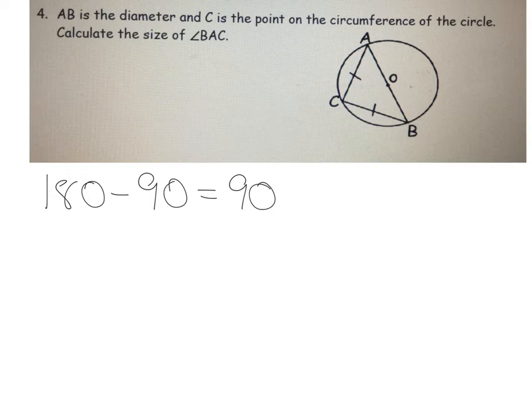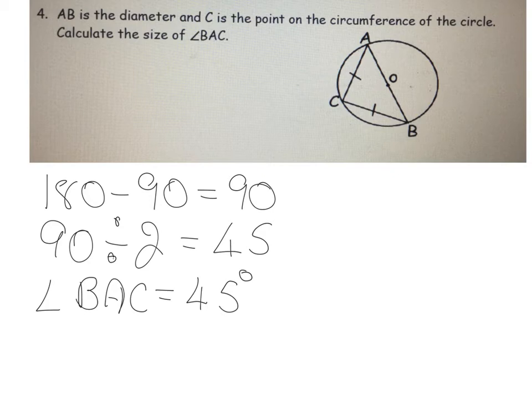So we start by doing 180, take away 90, as this is a right angle, which is equal to 90. That 90 then has to be split equally between these two angles. So we've got 90 divided by 2, 45 degrees. So angle BAC is equal to 45 degrees.